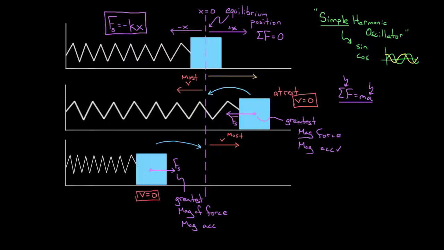Where will you get the least amount of magnitude of force and magnitude of acceleration? We'll look it up here. The least force will happen where you get the least possible displacement. And the least possible displacement is right here in the middle. This equilibrium position is when x equals 0. That's when the spring is not pushing or pulling. So when the mass is passing through the equilibrium position, there is 0 force, right?